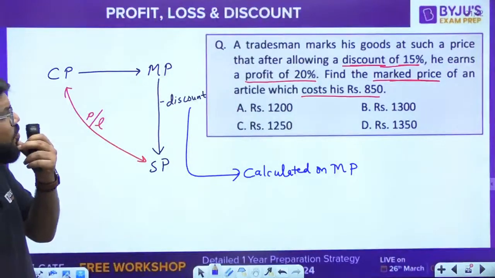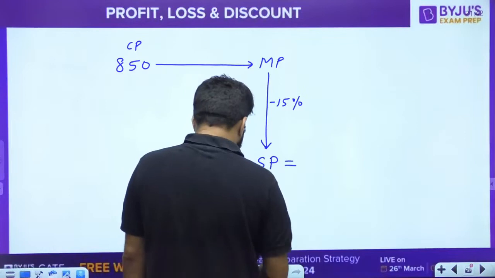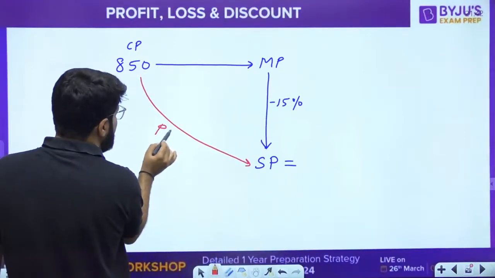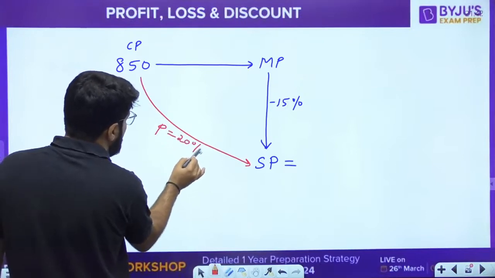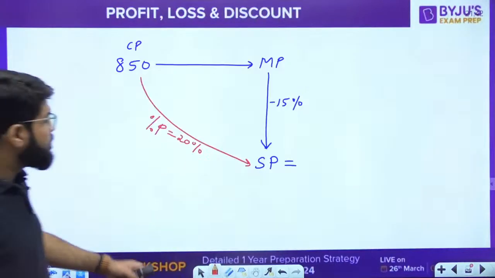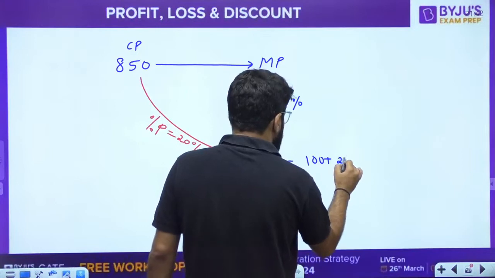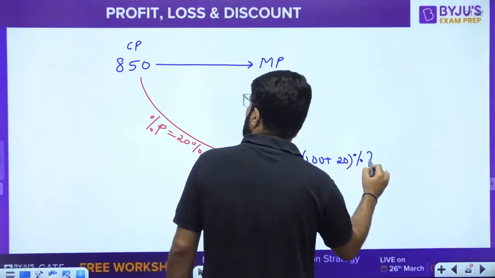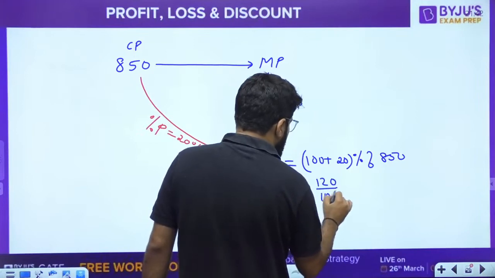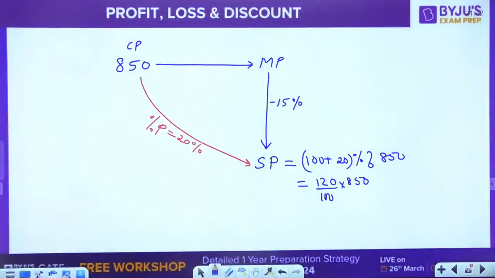But he makes a profit also, 20%. What should be the selling price? There is a profit given. You don't have to decide whether there is a profit or not, it is given. There is a profit of 20%. So by that profit, I can directly tell you that selling price is 100 plus P percentage of the cost price, which is 850. So that is 120 by 100 of 850. Let us calculate later on. But this is the selling price.